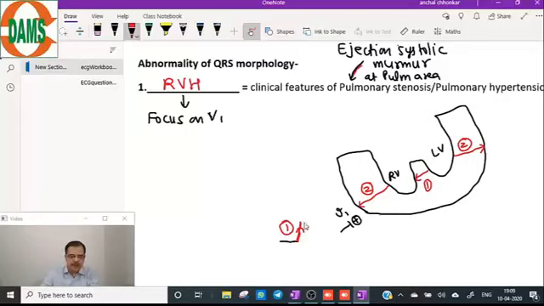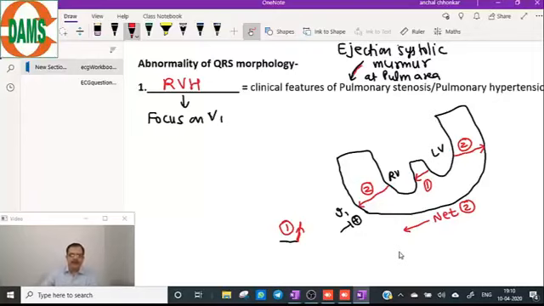So the number one event is septal depolarization, which goes from left to right, so we will see a positive deflection in V1. Then there is the number two event, from endo to epicardium of the right ventricle as well as the left ventricle free walls. The net number two vector will be towards the right side, because right ventricle hypertrophy is there, so it will generate more current and more voltage. So the net two vector will be shifted towards V1.